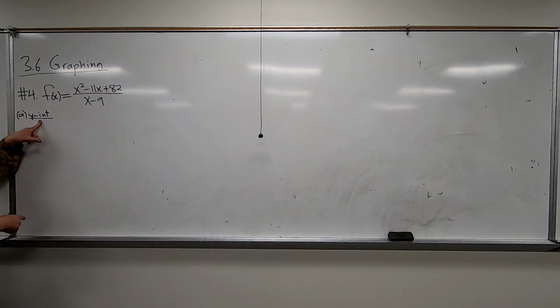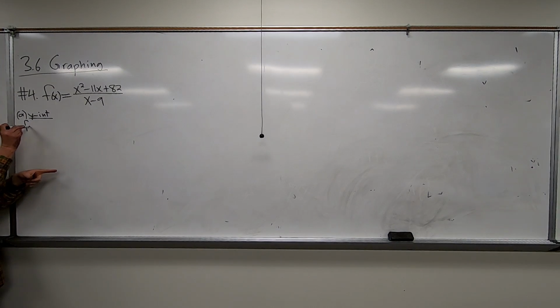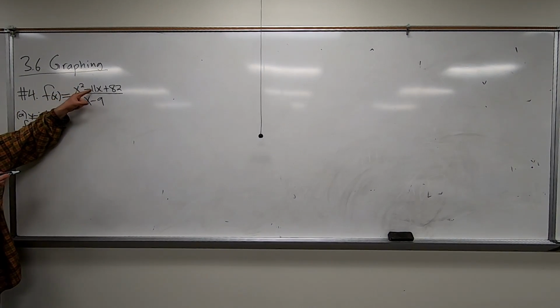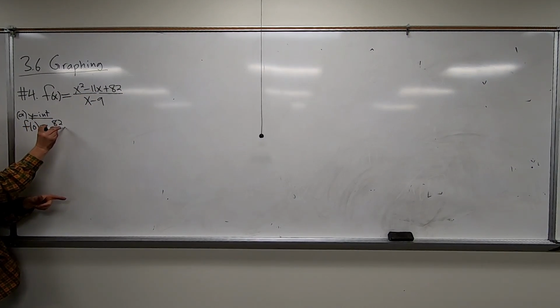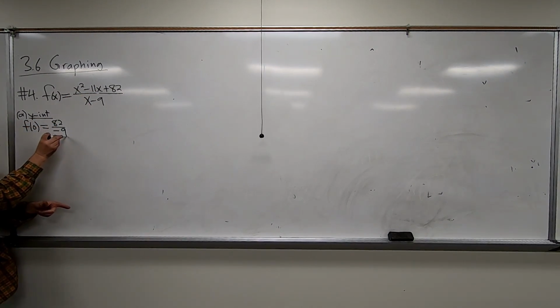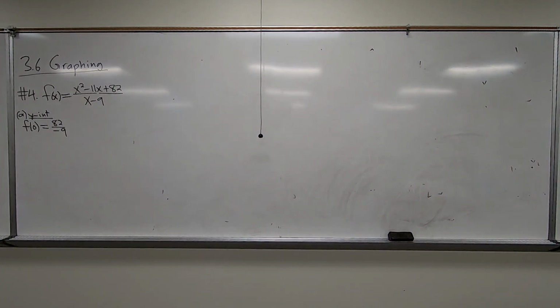So to find the y-intercept, you set x equal to 0. So you just plug in 0 for all the x's. So f of 0 is equal to, this will be 0 minus 0, so we'll just get 82 over negative 9. Now I don't know what that is off the top of my head. I'm pretty sure that's not a whole number. It can't be, because 9 times 9 is 81.